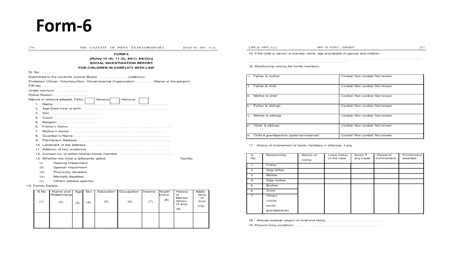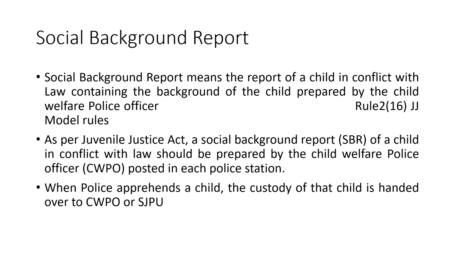Now, this is how a social investigation form looks. Form 6 is for the children in conflict with the law, and a similar form is also for the child in need of care and protection. Almost 50% are the same questions, but almost 10 questions are different for children in need of care and protection. Now, let us understand what is social background report or SBR.